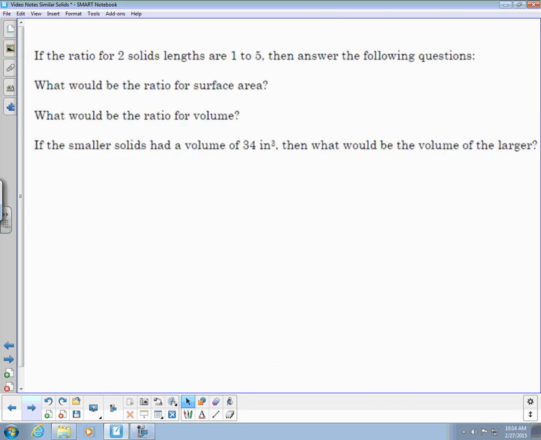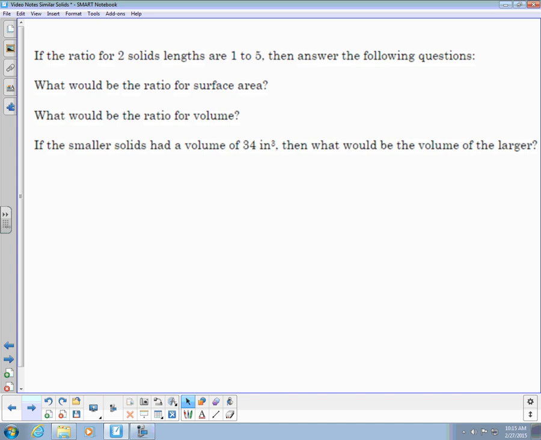All right, so a little more work here. If the ratio for two solids' lengths is 1 to 5, now it doesn't tell us what the solids look like. It doesn't tell us what that length represents. It's just saying the ratio for these two similar solids is 1 to 5. What would the ratio for the surface area be?